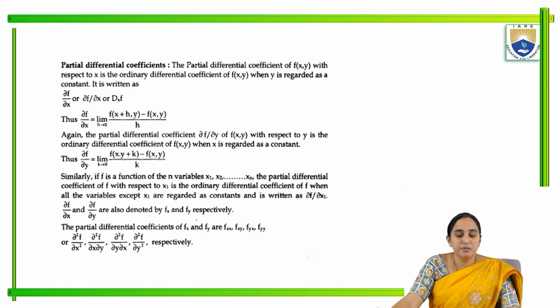Again, the partial differential coefficient ∂f/∂y of f(x, y) with respect to y is the ordinary differential coefficient of f(x, y) when x is regarded as a constant. Thus, ∂f/∂y is equal to limit k tends to 0. Here we have to take differentiation with respect to y. For that, limit k tends to 0, (f(x, y plus k) minus f(x, y)) by k.